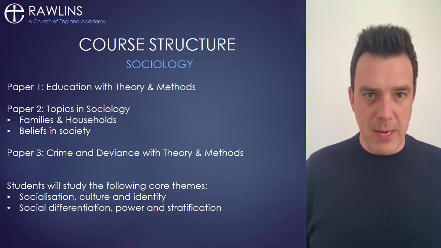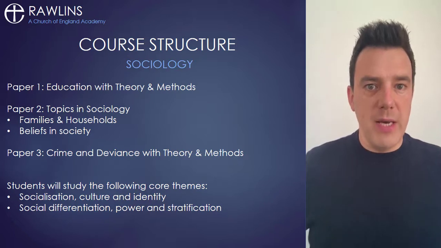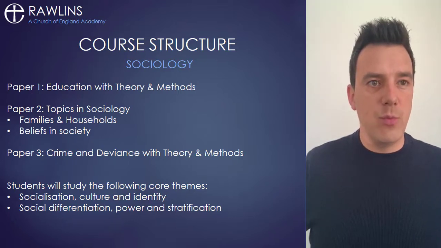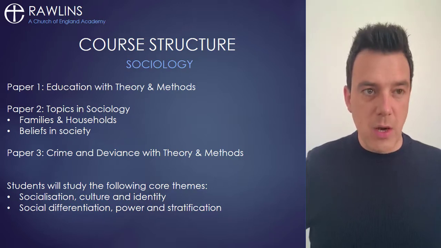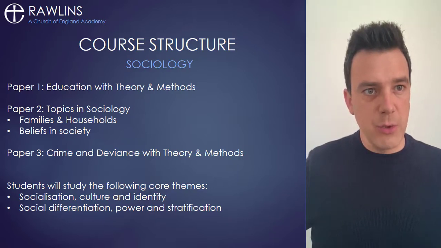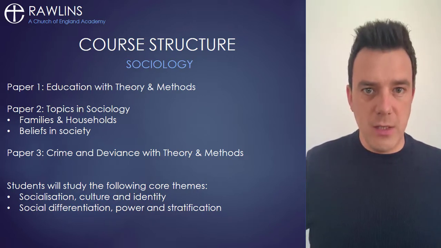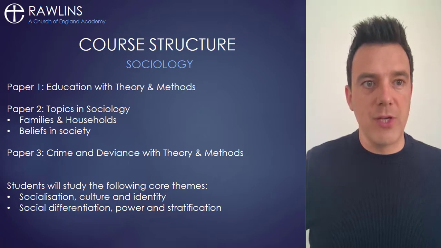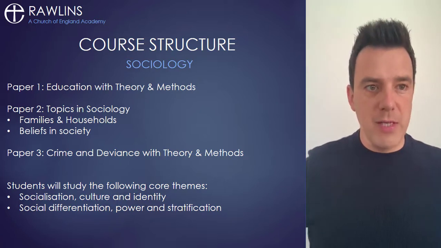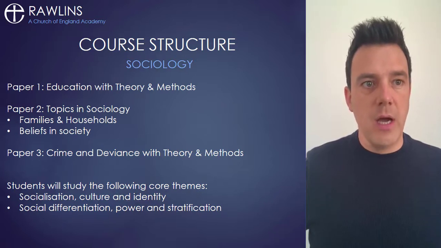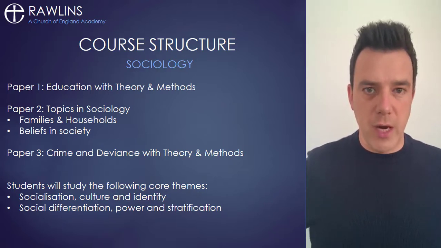There are 3 exam papers, and paper 1 is education and theory and methods. Paper 2 is our topic-based paper, and this is where we get a choice of topics. The ones we do at Rawlins are families and households and beliefs in society, which I'll talk about in a minute. And paper 3 is crime and deviance with theory and methods. There are core themes that run throughout these topics. We cover these to begin with at the beginning of year 12, and we return to them throughout the 2 years. And these are socialisation, culture and identity, and social differentiation, power and stratification.